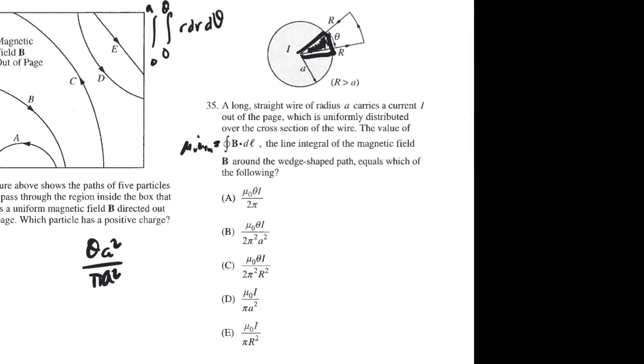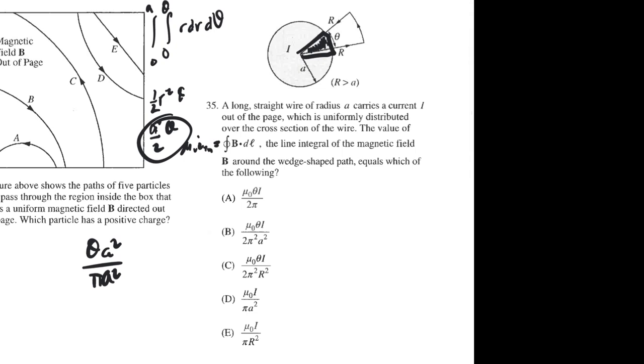So this gives me r squared over 2 times theta. So that's going to be, right, from 0 to theta. So that's going to be 1 over a squared over 2 theta. The area of that sector. That right?